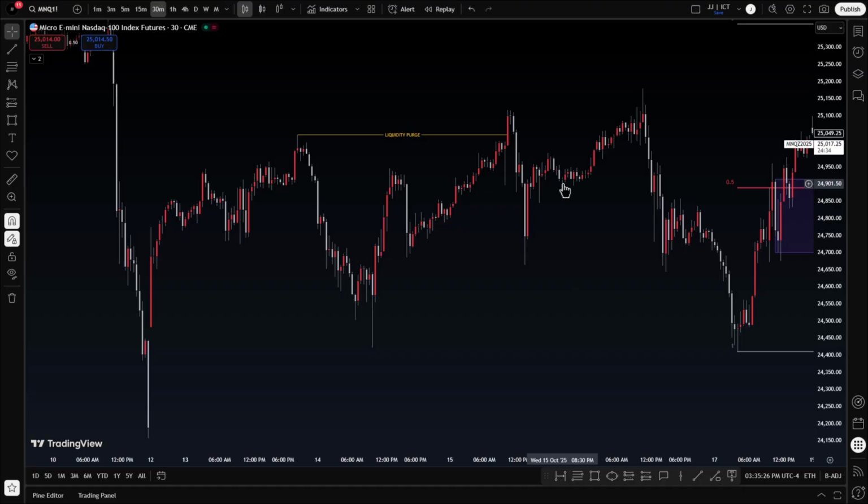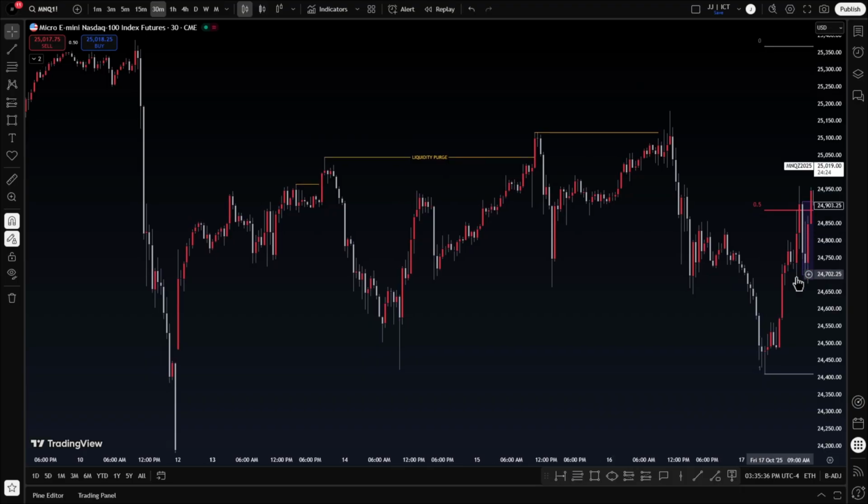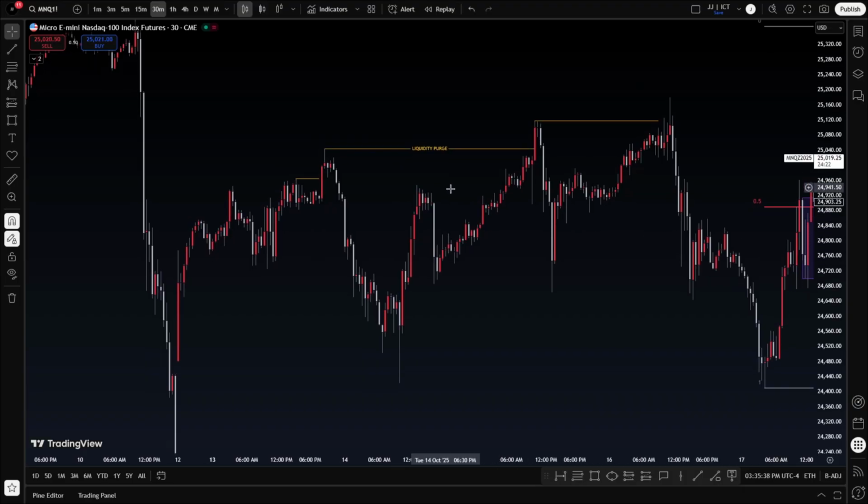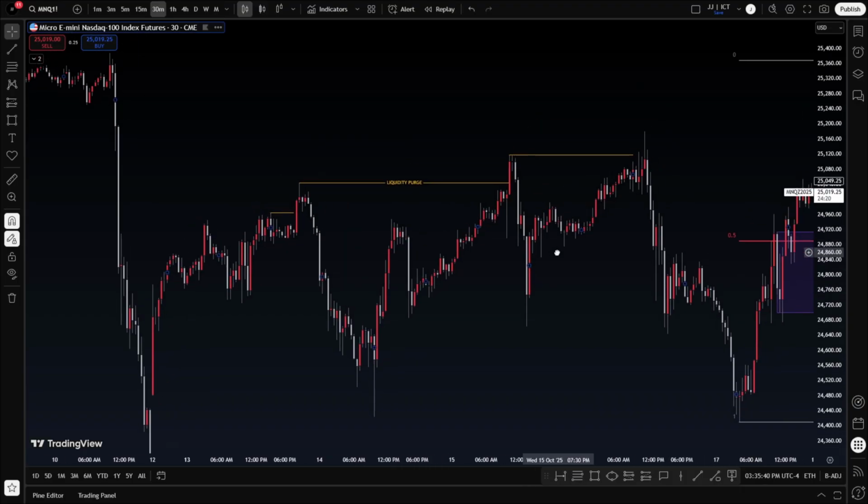Pretty cool, isn't it? It does this multiple times, by the way. Look, even here, let me highlight it. We got one here. We got another right here. You see what's happening here? Price takes out buy side, reprices. Takes out buy side, reprices back in. Takes out buy side, comes back in.